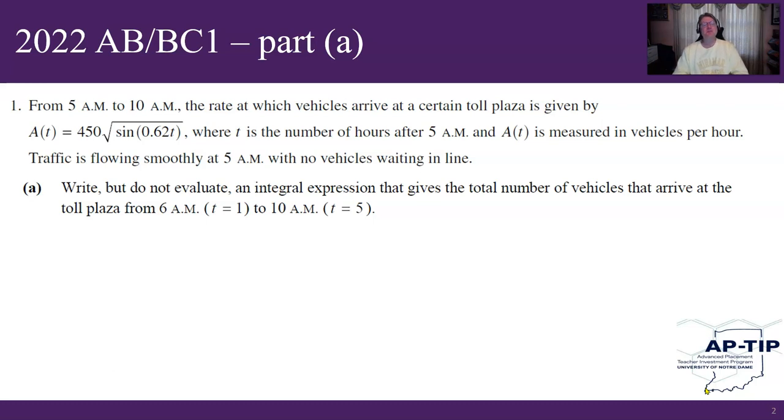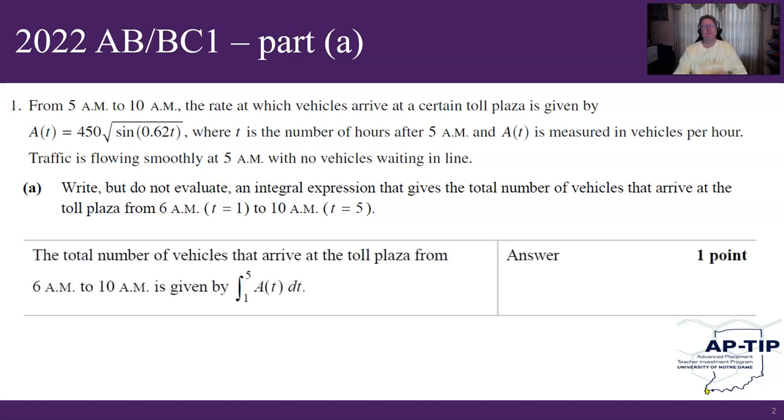And so our first question: write, but do not evaluate, an integral expression that gives the total number of vehicles that arrive at the toll plaza from 6 a.m., t equal 1, to 10 a.m., t equal 5. So I would say that this is a very typical question that would be presented on a rate in and rate out problem.